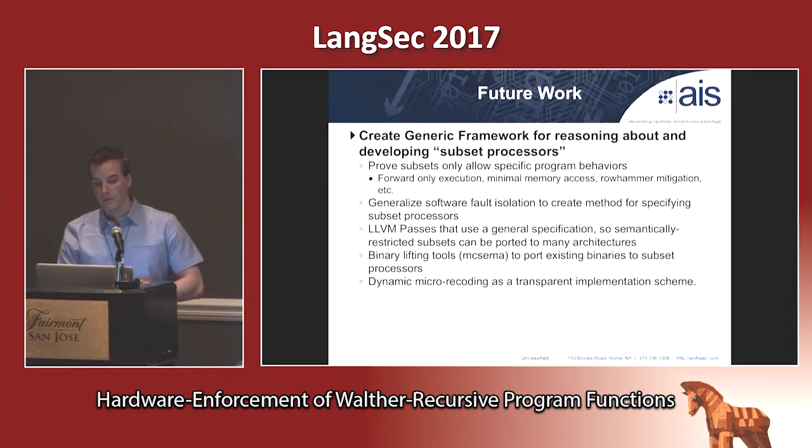We could also look into making our passes a bit more general so they're easier to port, and even retroactively look at some existing binaries by using a binary lifting tool like McSema, which is a tool provided by Trail of Bits that lifts a binary into LLVM bitcode, and doing our operations on that moving forward. There's also looking into doing dynamic microencoding to do this kind of thing on the fly.